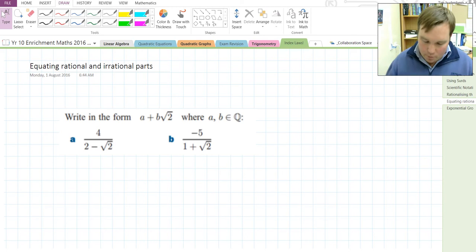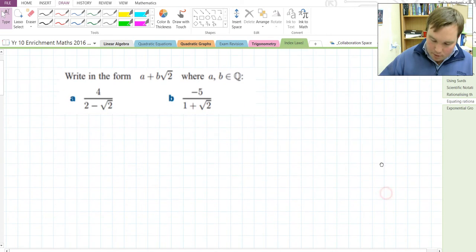Hello, Year 10s. Welcome to working with surds using rational and irrational parts and generally using surds in equations. I know surds look scary, everyone seems to be more comfortable working with indices, but right now we're just going to look at some examples of surds in equations and how to solve them.